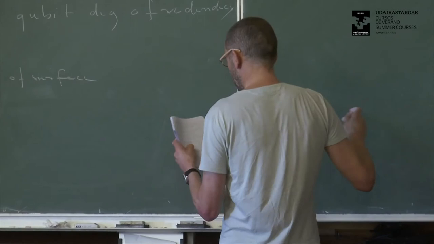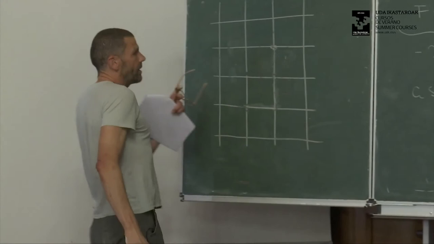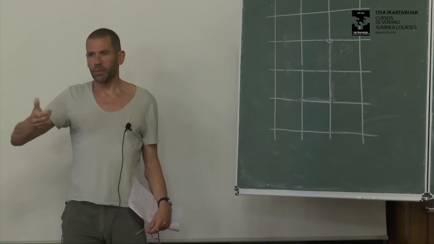We consider again this lattice here, and I will now build an operator which acts within the ground state space but distinguishes between different ground states. And how is it built? It's done as follows.